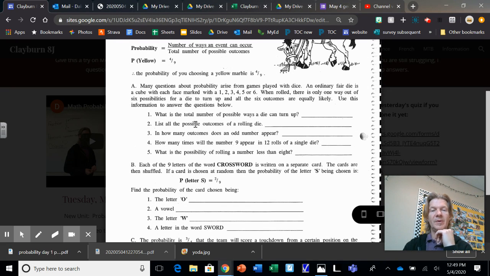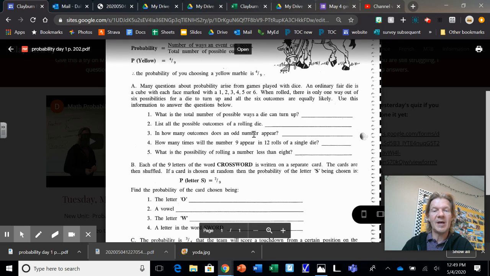What is the total number of possible outcomes, or total number of possible ways a die, that's one single die, can turn up? So that would be 6, right? So the denominator, if I was making a probability, that would be 6. List all the possible outcomes of rolling a die. That's also 6, right? Oh, actually, no. Number 1 is different. List all the total number of ways the die can turn up. So it'd be 1, 2, 3, 4, 5, 6. There's 6 different ways, but it said to list them. So 1, 2, and then 3, and then 4, and then 5, and then 6. So this one is 6.